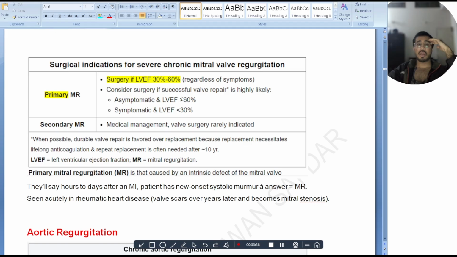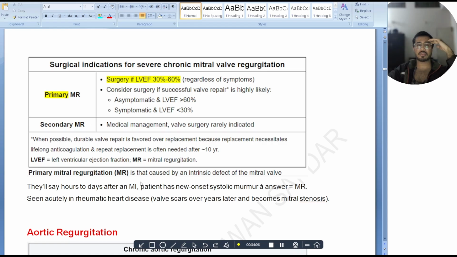Consider surgery if successful valve repair is highly likely. For symptomatic patients with left ventricular ejection fraction less than 30, you do surgery. For asymptomatic with left ventricular ejection fraction greater than 60. Secondary mitral regurgitation, the one that happens when there's decompensated heart failure, you don't need surgery, you just do medical management for the heart failure and things get better.